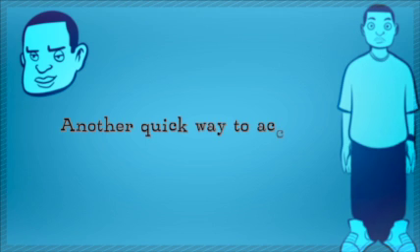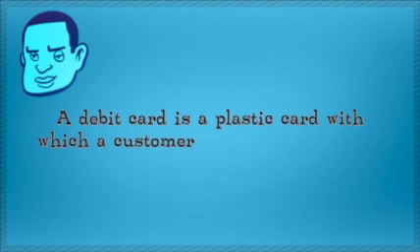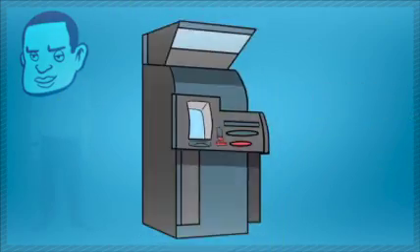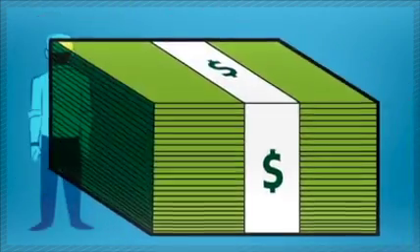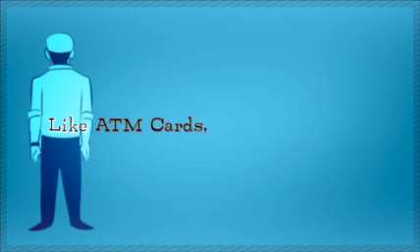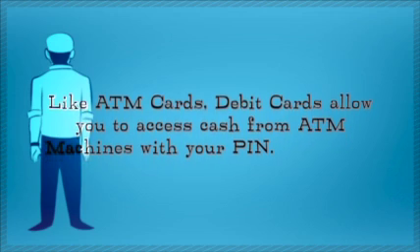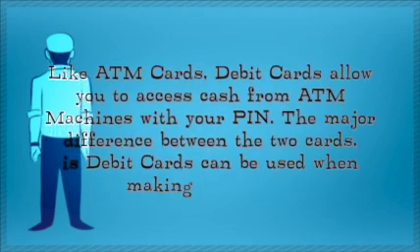Another quick way to access your cash and make payments locally and internationally is with a debit card. A debit card is a plastic card with which a customer may withdraw funds on deposit in the customer's account using an ATM. Some merchants accept debit cards, treating them the same as cash. Like ATM cards, debit cards allow you to access cash from ATM machines with your PIN. The major difference between the two cards is debit cards can be used when making purchases.